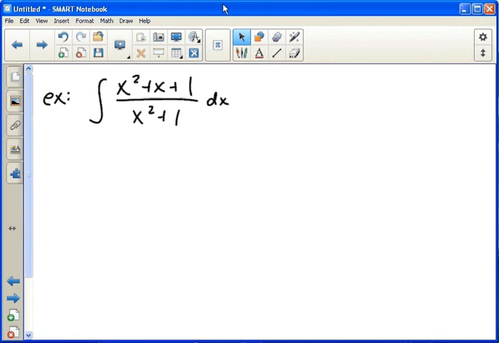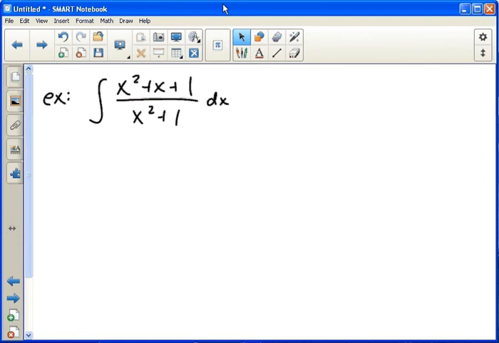If you notice, we have powers that are equal on the top and the bottom. I heard one math teacher call these Dolly Parton problems because they tend to be top heavy. But if you see powers that are the same on the top and the bottom, or if a power is bigger on top, what you'll often have to do is long division.